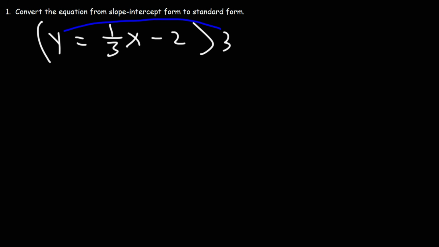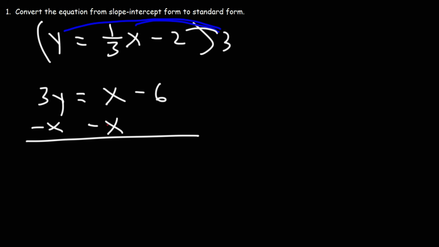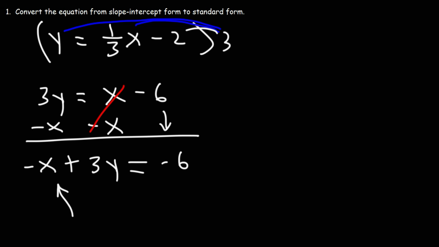So we have 3y is equal to... Now 1/3 x times 3, the 3's will cancel, leaving us with 1 times x. 1x is simply x. And then 3 times -2 is -6. Now I'm going to subtract both sides by x. So we're going to have -x plus 3y. We're going to bring down the -6. So always write the x variable first before the y variable, so that it will be in ax plus by equals c format.